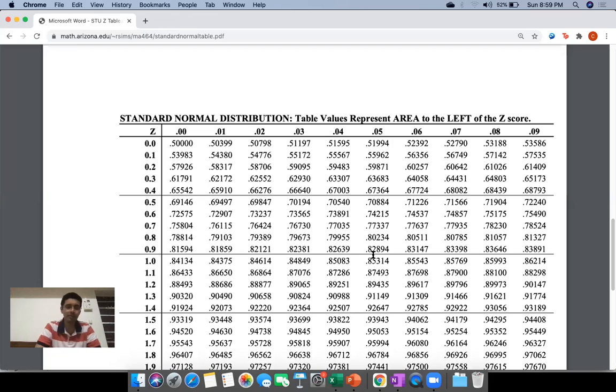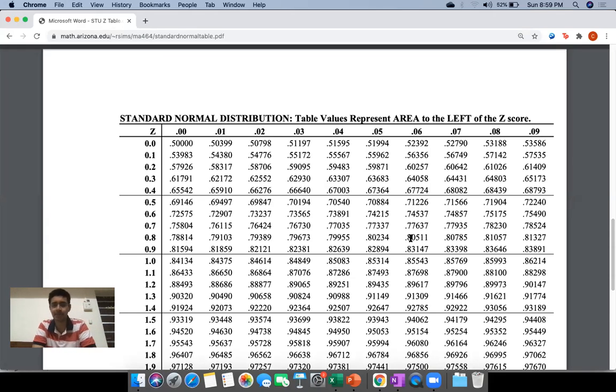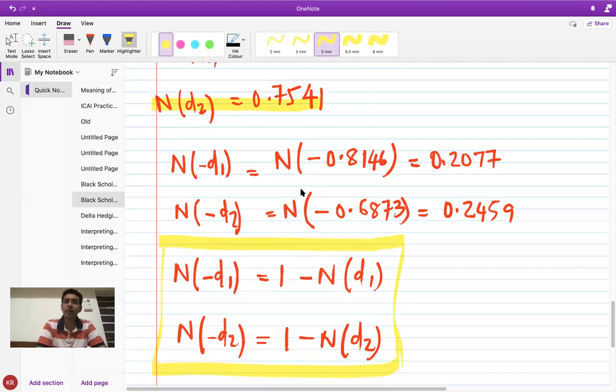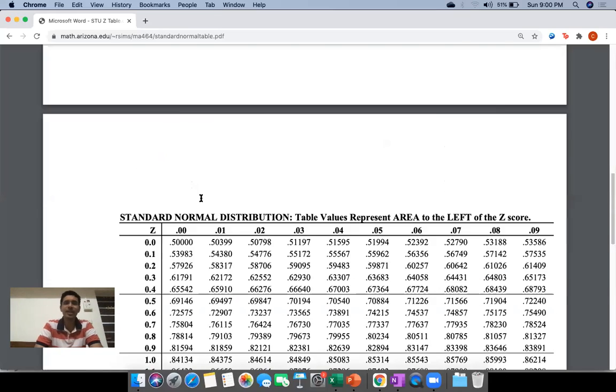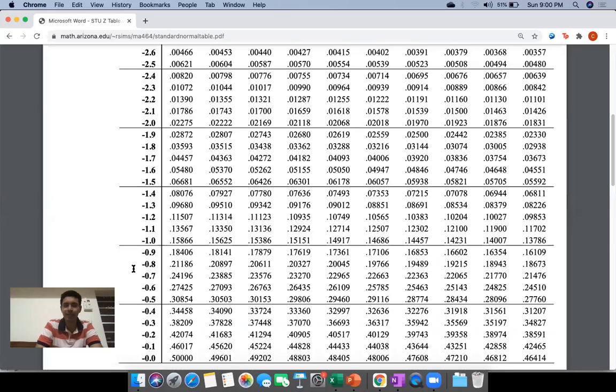But I will be using primarily Excel because that is more convenient. I don't have to really look for these numbers, but this is how you actually read the Z table. I'll also show you how to look up a negative number. We have minus 0.8146, which is almost minus 0.815. Minus 0.815 means I need to search for minus 0.8; this is minus 0.81 and this is minus 0.82.